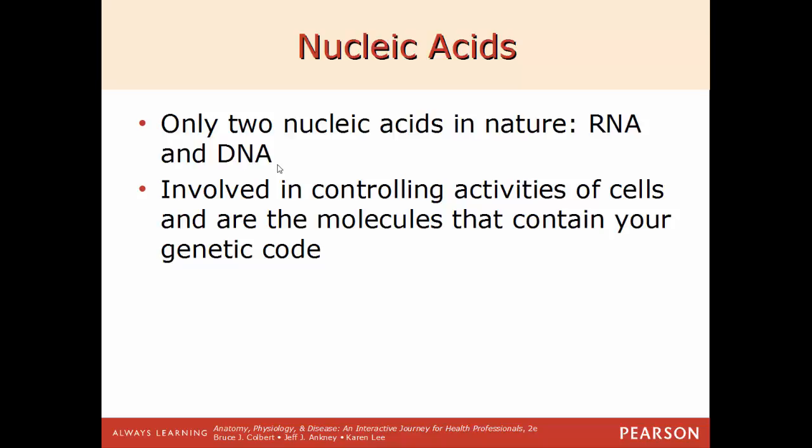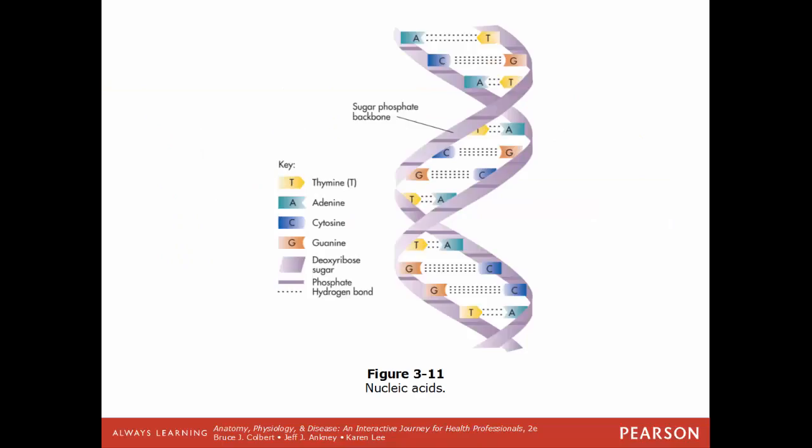And of course, these two are involved with controlling the activities of cells because they contain your genetic code. What makes you is what's found in DNA. A very standard image of a piece of DNA, that spiral staircase look, that helical look to them. This is an example of DNA because it's double-stranded.